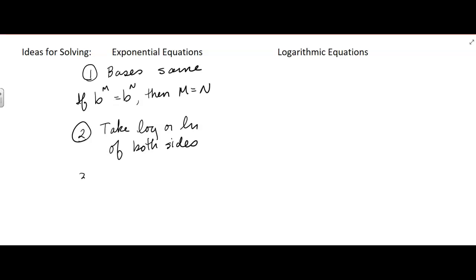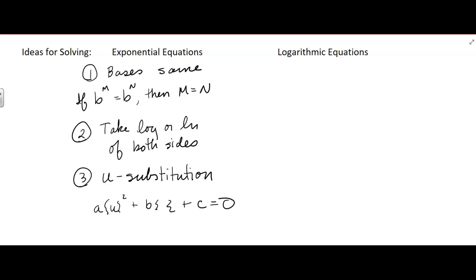And then the third idea we had here was a U substitution. Now, that has to be very specifically set up. You have to have A times something squared plus B times the same something plus C equals 0. And then you're putting in that U there. So you're saying whatever that something is equals U. Anyway, that was U substitution. That was the idea.